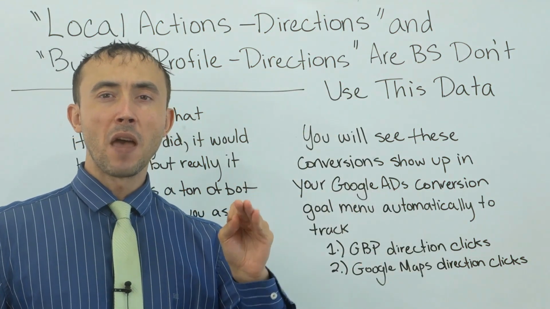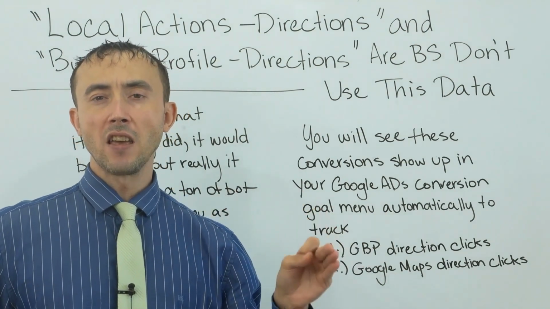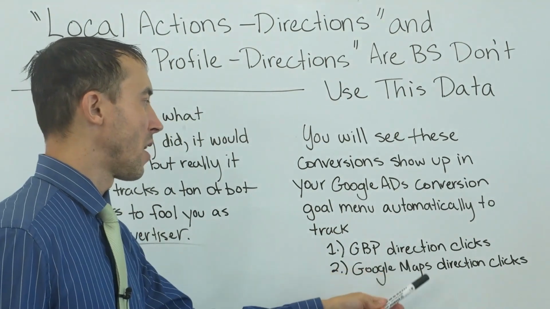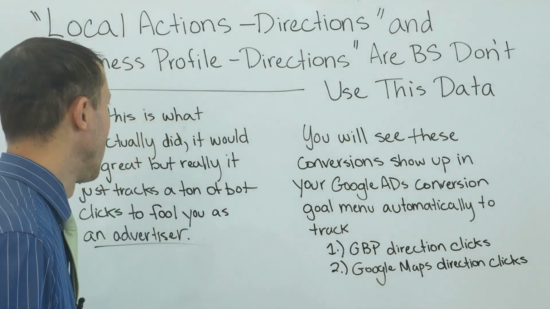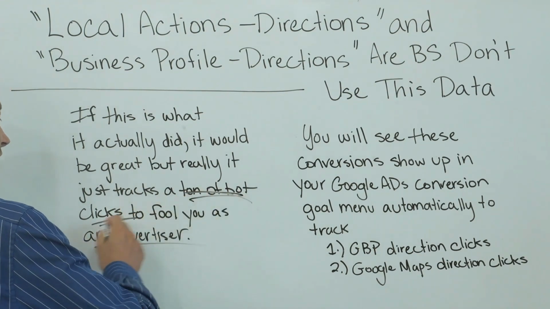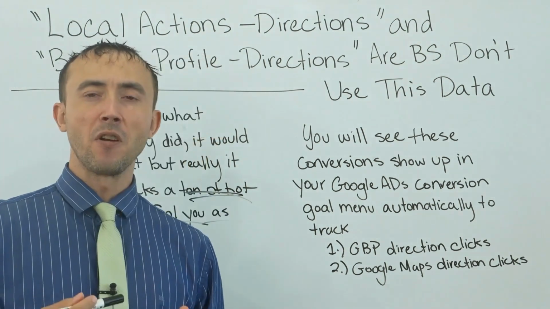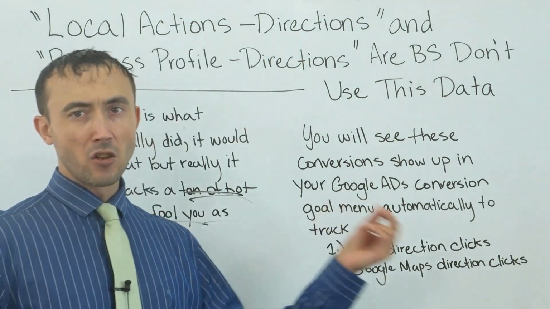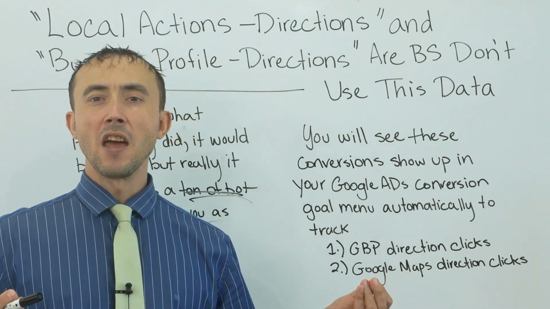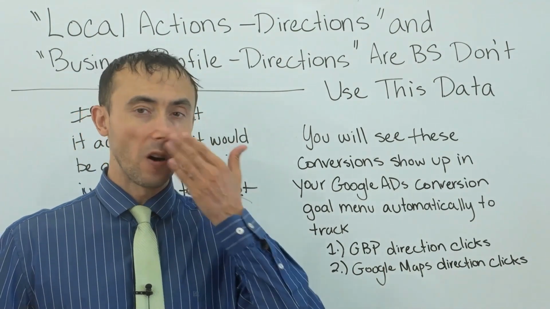However, I know from managing dozens of different accounts that the conversion tracking goals that track these two things, Google business profile direction clicks or Google Maps direction clicks, don't track accurately. What they actually do is just track bot clicks more than anything else. It would be nice, Google, if you were able to differentiate a bot click on the get directions button versus not, but they don't do a good job of that at all. So they end up just messing up your campaigns more than anything. It's actually worse than nothing.